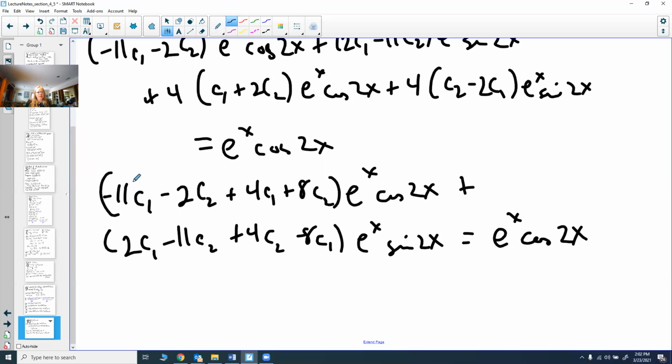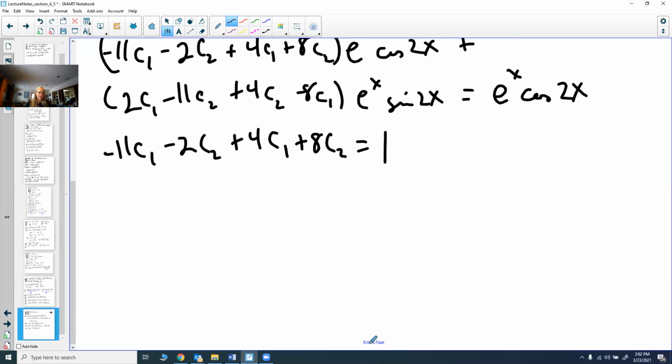Again, a really nice thing is that the coefficients of your functions on one side have to equal the coefficients of your functions on the other side. We have a function of e to the x cosine of 2x on both sides of the equation, so their coefficients have to be the same. So minus 11c1 minus 2c2 plus 4c1 plus 8c2 has to equal 1. And we could have combined those together. In fact, let's go ahead and do that. That would be minus 7c1 plus 6c2 equals 1.